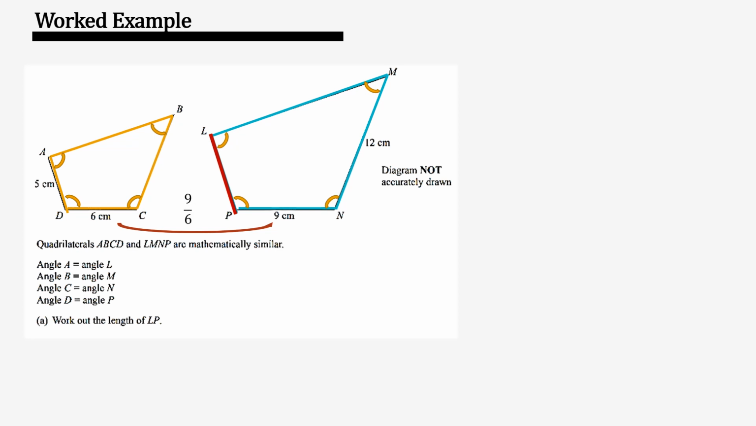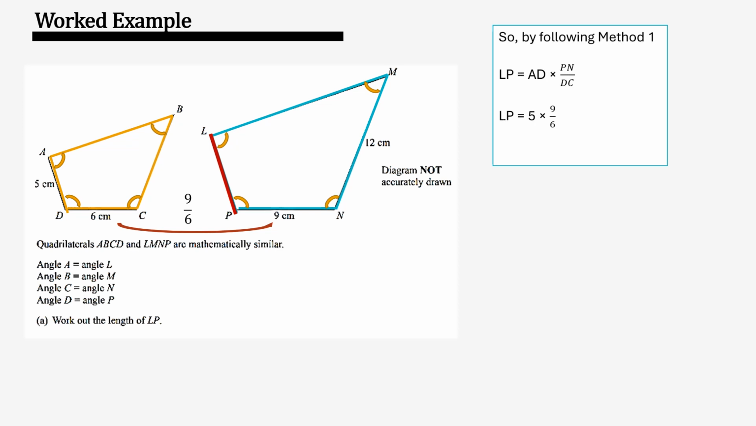Now I need to see the direction. The direction is from smaller to bigger, as I'm trying to find the length of LP. So my SF is greater than 1. Follow the formula: second length divided by the first length, which is 9 divided by 6, times 5. The answer will be 7.5 centimeters. So my LP is 7.5 centimeters. This is my method 1.